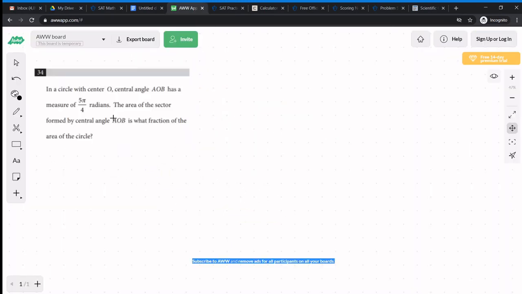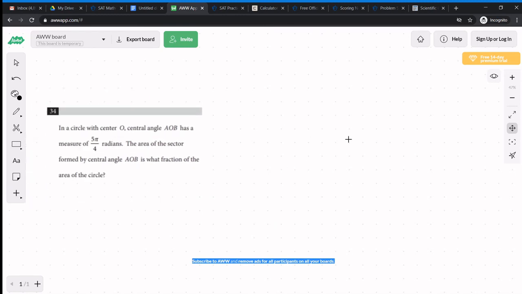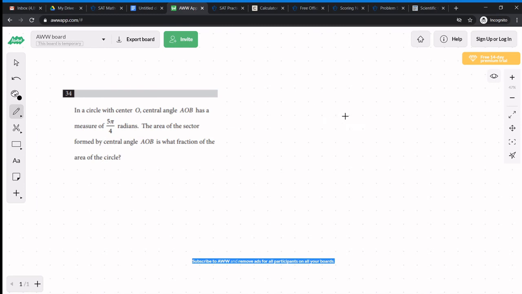So, in a circle with center O, the angle AOB has a radian measure of 5 pi over 4. The area of the sector formed by AOB is what fraction of the area of the circle? Okay, so the area of the sector to the area of the circle is going to be the same thing as the degree measure of AOB to the total amount of degrees in the circle.